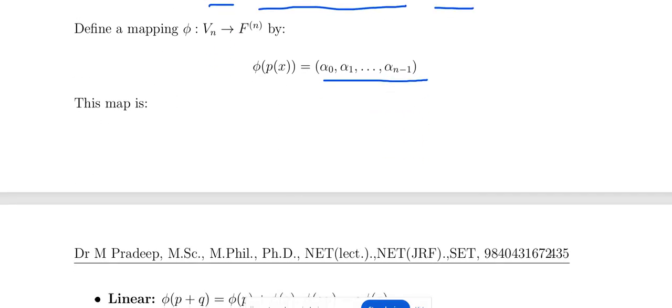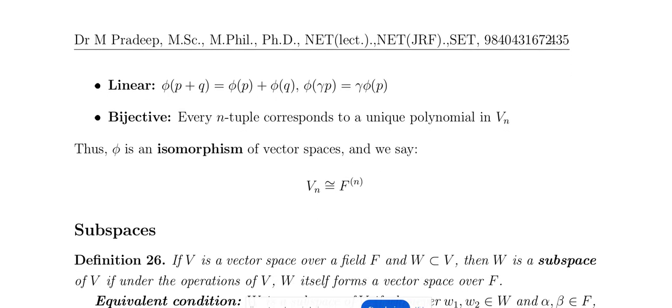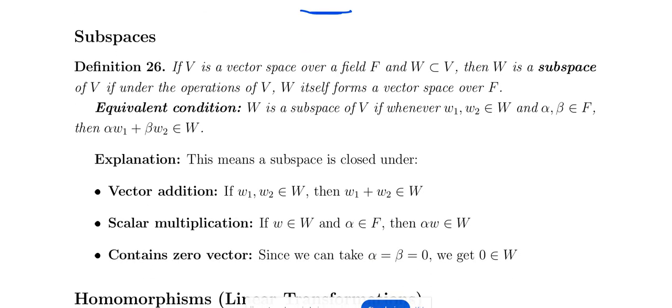So this map is linear, that is pi of p plus q equals pi of p plus pi of q, and pi of gamma p equals gamma of pi of p. So every n-tuple corresponds to a unique polynomial in Vn. Therefore pi is an isomorphism of vector spaces, and Vn is the polynomials of degree less than n. F power n means the collection of n-tuples. So both are isomorphisms. Okay, both are isomorphisms. This is an important idea.